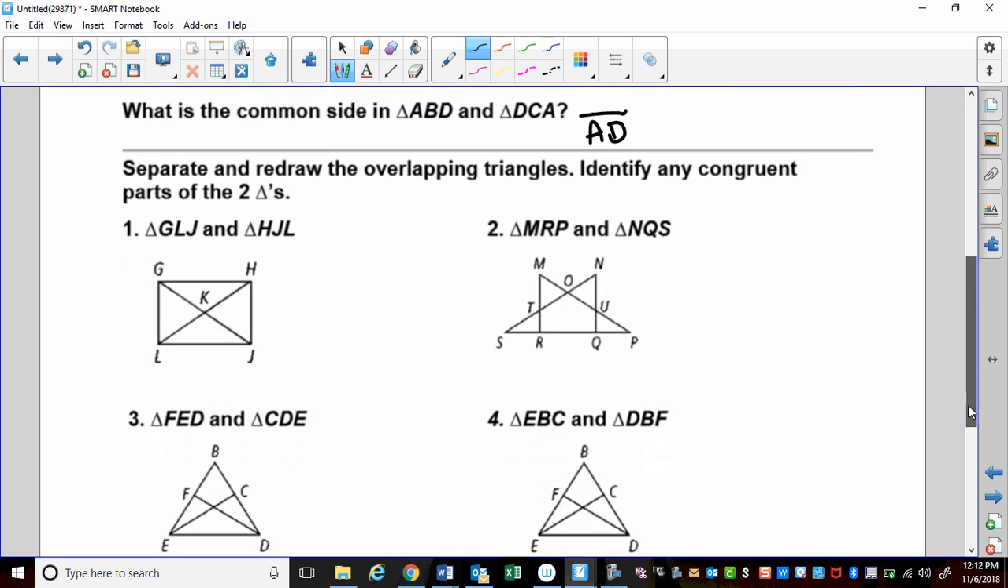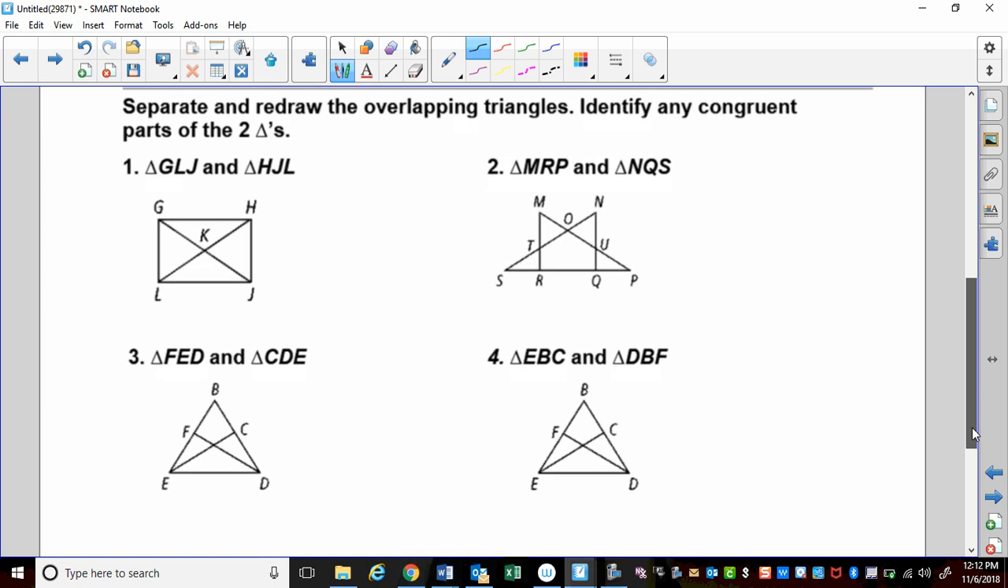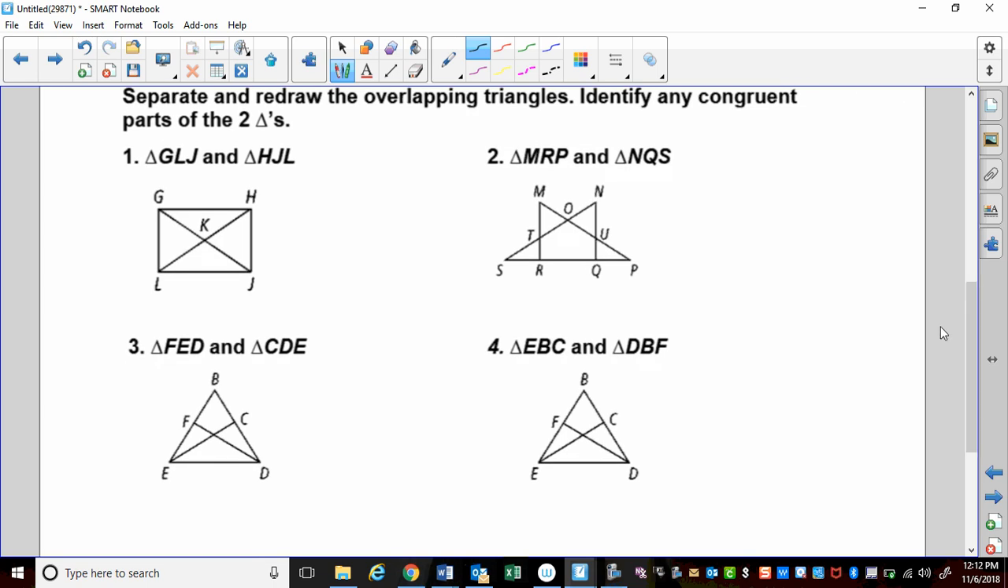Separate and redraw the overlapping triangles. Identify any congruent parts of the two triangles. So it says GLK, which is this triangle. I'll do this one in red. GLK. You guys can redraw it, maybe over here. And HJL.